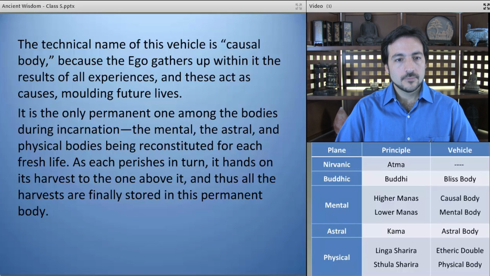The technical name of this vehicle is causal body, because the ego gathers up within it the results of all the experiences, and these act as causes, molding future lives. It is the only permanent one among the bodies during incarnation, the mental, the astral, and physical bodies being reconstituted for each fresh life. As each perishes in turn, it hands on its harvest to the one above it, and thus all the harvests are finally stored in this permanent body. So the causal body is permanent during the whole stage of human evolution.